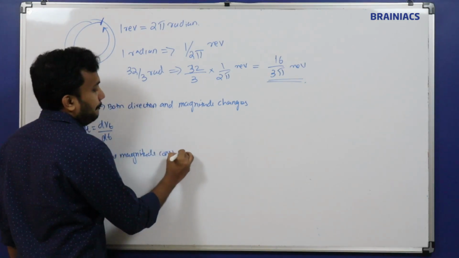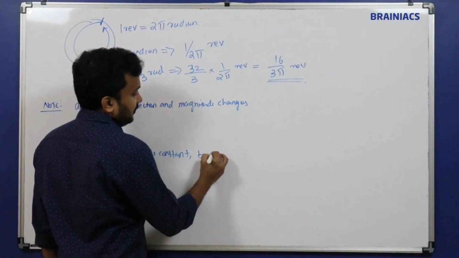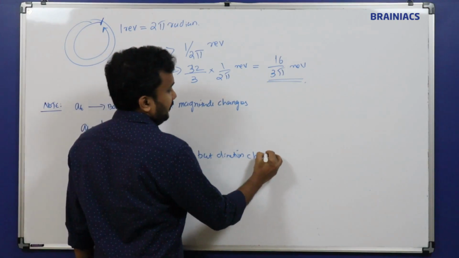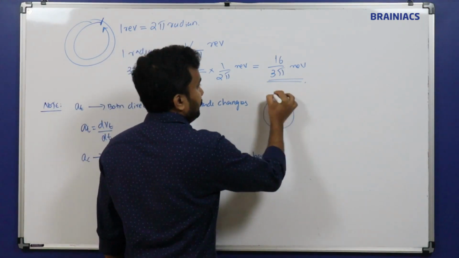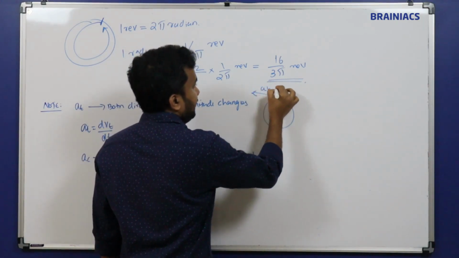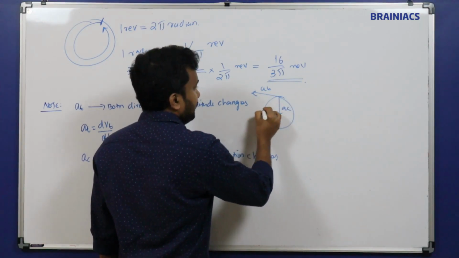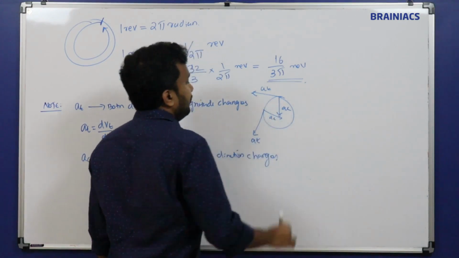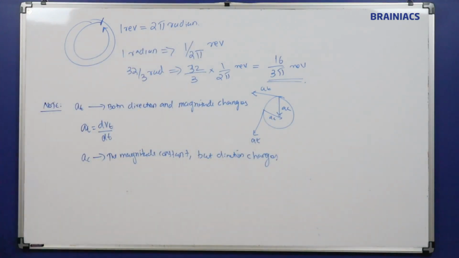But in the case of AC, in most cases the magnitude is constant but the direction changes. So this is AT and this is AC, and they always make 90 degrees. Just one additional hint. Nothing complicated.